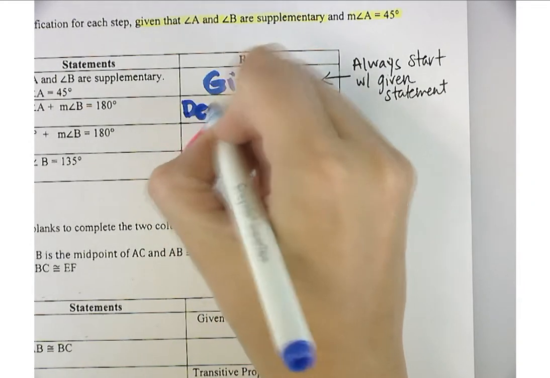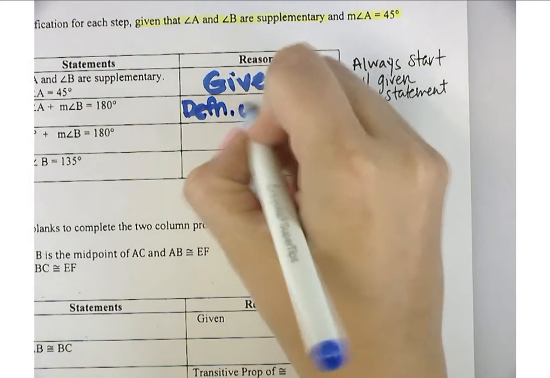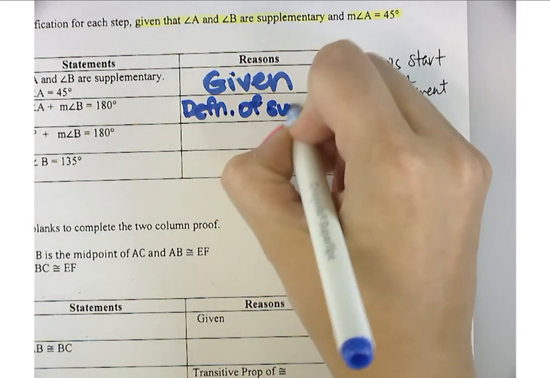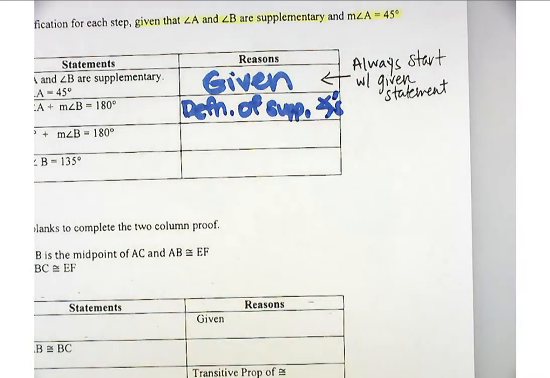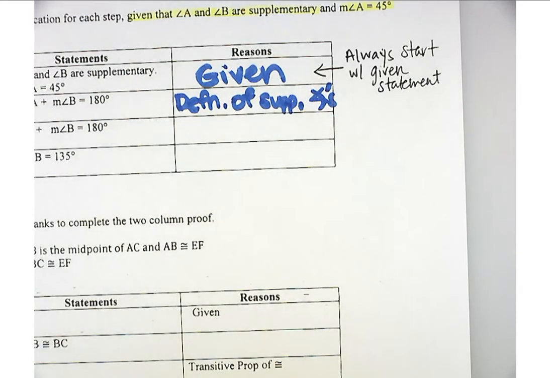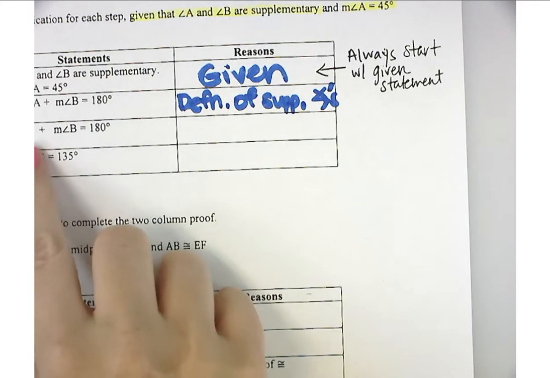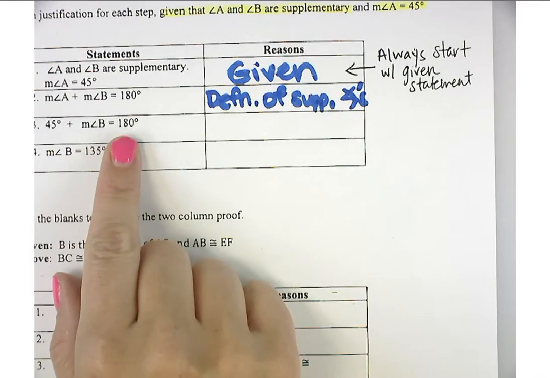So that's what we're going to write for our reason. Definition of supplementary angles. And you guys can abbreviate supplementary SUPP. So definition of supplementary angles. And then this will be my symbol for angle. And then the next step, it says 45 degrees plus the measure of angle B equals 180.